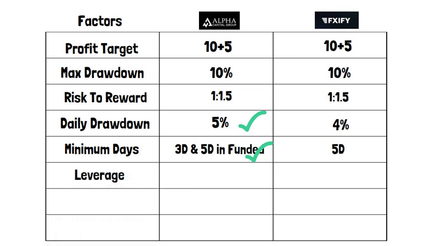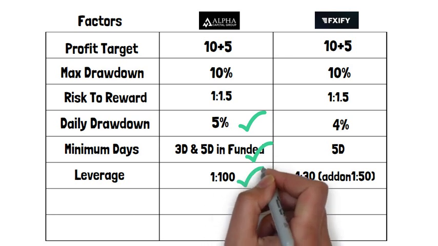The leverage is 1:100 in case of Alpha Capital Group, whereas in case of FXify the leverage is 1:30, and you can use the add-on by paying the extra amount while purchasing the account. By that you can get a leverage of 1:50. In order to make the comparison, I'll give Alpha Capital Group out here green signal because they have the higher leverage.